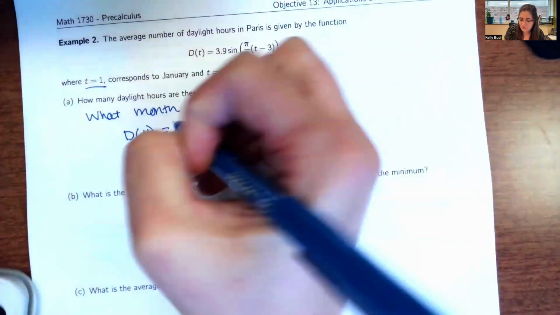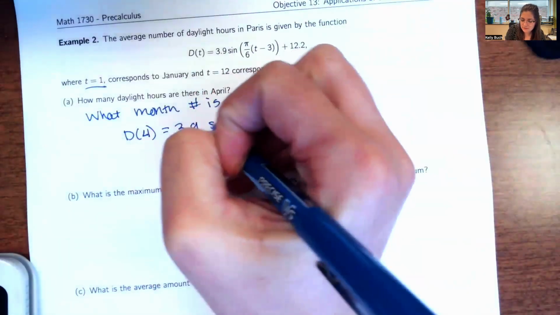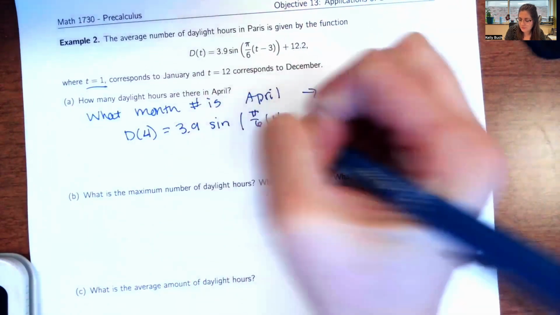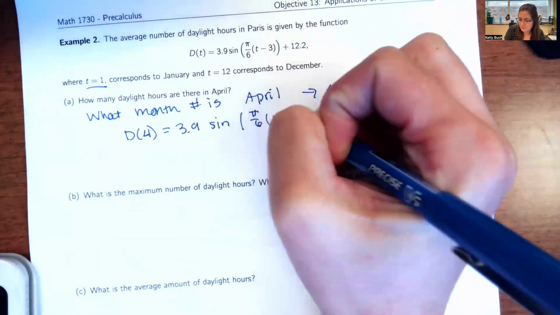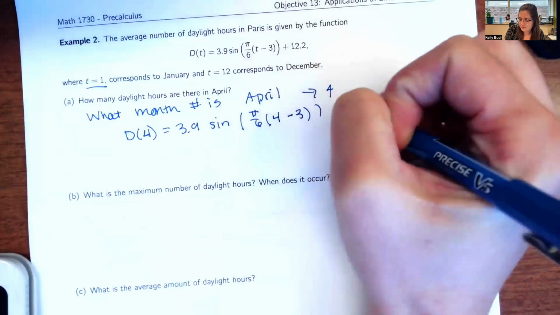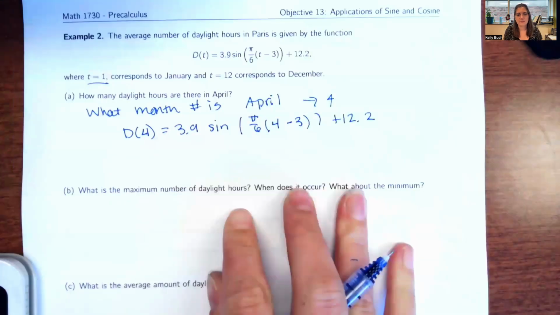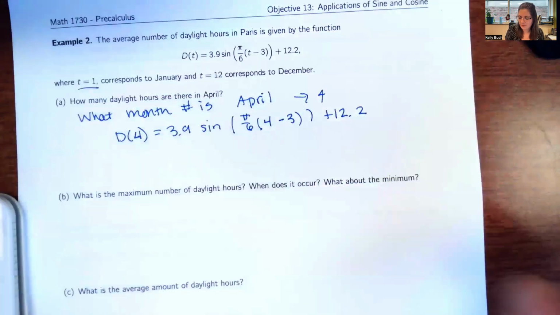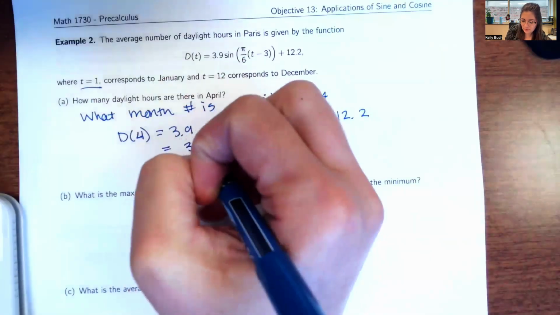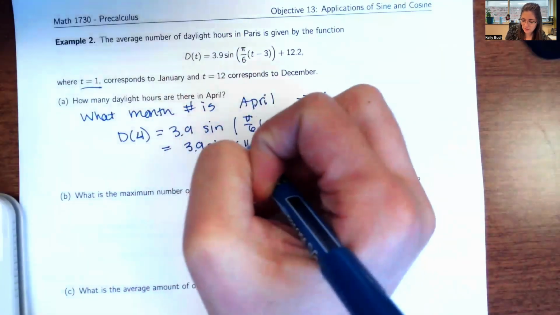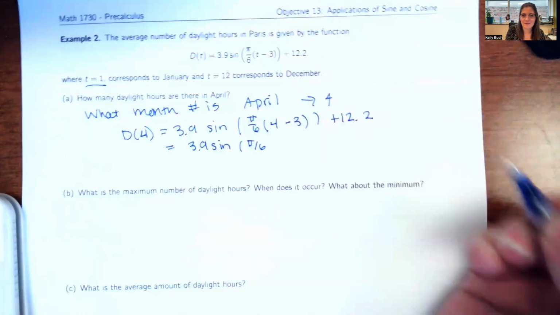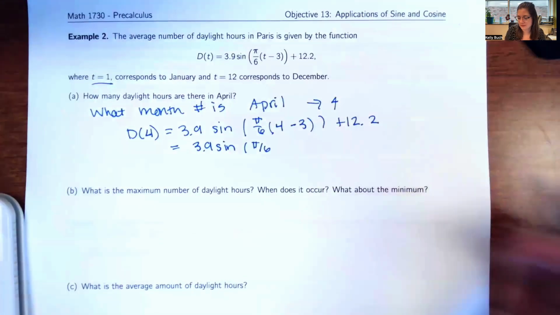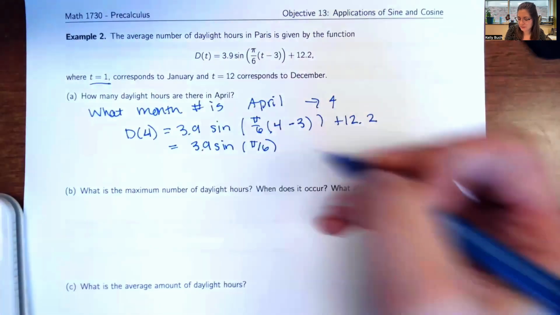which is going to be equal to 3.9 times sine of pi over 6 times (4 minus 3) plus 12.2. Right? d of 4 means that I'm going to plug 4 in every place where I see that t. And before I go to the calculator, I'm going to do one more line of simplification because I see this 4 minus 3 there, and I know that that's 1. So this is really 1 times pi over 6. Really just pi over 6.